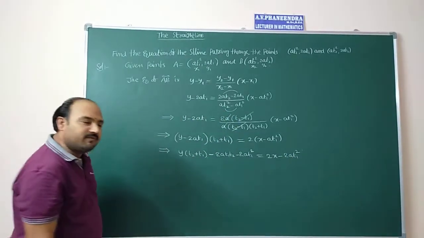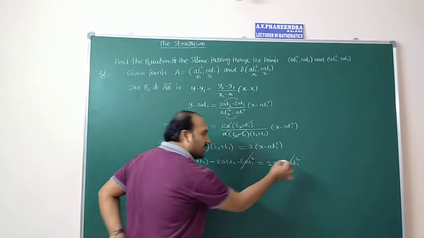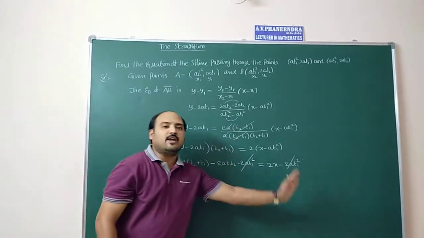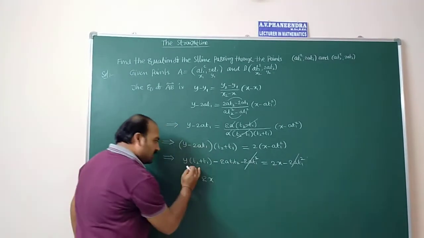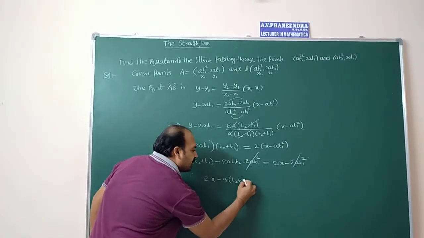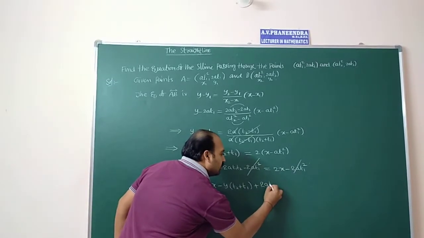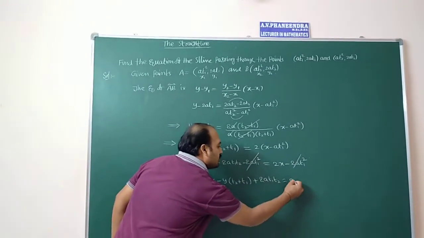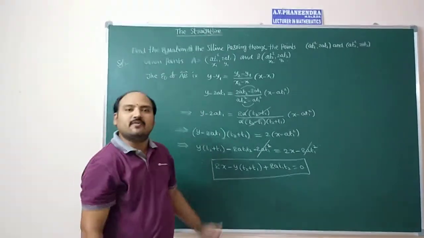On both sides, what term is common? Minus 2at1² and minus 2at1² get cancelled. These values we are taking to this side. Therefore 2x minus y into (t2 plus t1) plus 2at1t2 is equal to 0. This is the equation of the line passing through the given points.